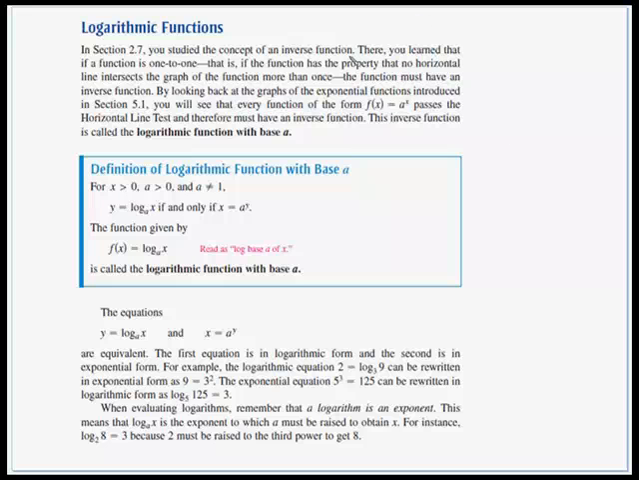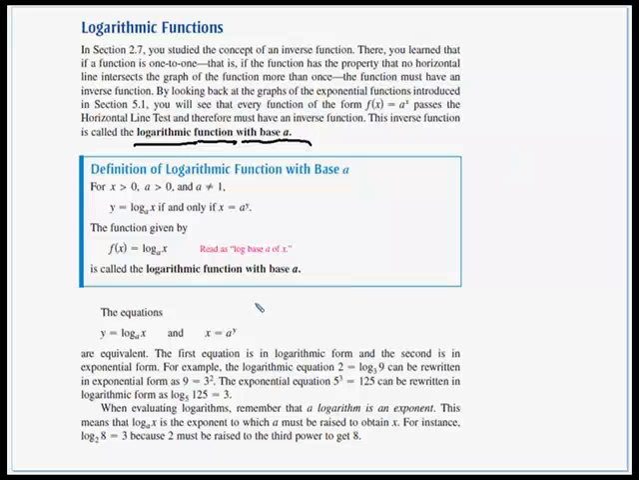So here it says, there you learned that if a function is one-to-one, that is, if the function has the property that no horizontal line intersects the graph of the function more than once, the function must have an inverse. By looking back at the graphs of the exponential functions introduced in the last section, you will see that every function in the form f of x equals a to the x passes the horizontal line test, and therefore it must have an inverse function. This inverse function is called the logarithmic function with base a.